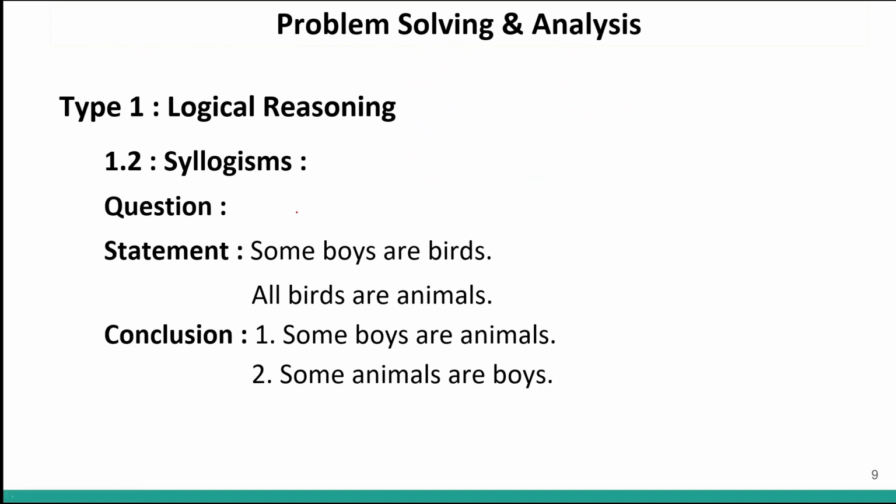In this question, two statements are given to us. Some boys are birds, all birds are animals. So these are the elements. We have three elements: boys, birds and animals. These are the only three elements.